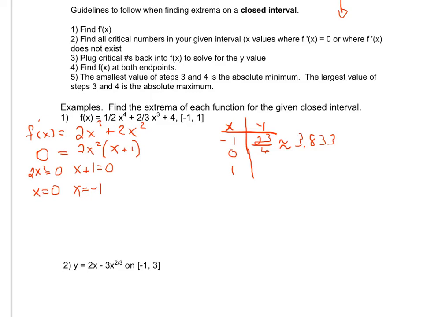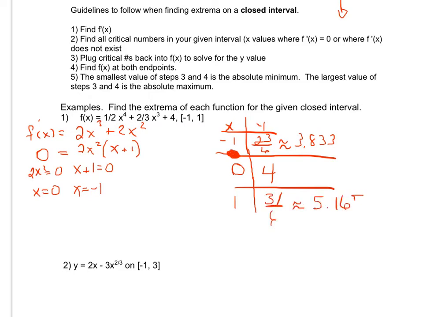I'm going to make my graph a little bit better here because I don't have enough room. So I'm going to put my 0 here and maybe my 1 down here. Now I'm going to plug 0 into my function, and I just get 4. Easy enough. When I plug 1 into my function, I get 31/6, which is approximately 5.167. So now, using step 5, I can determine my smallest value, my minimum, and my largest value, my maximum.